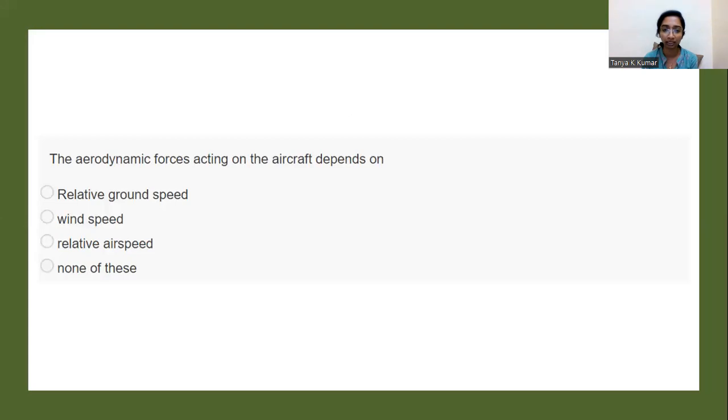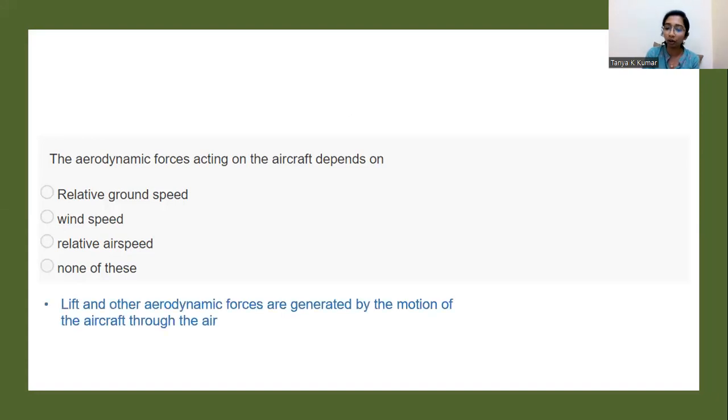It says the aerodynamic forces acting on an aircraft depend on what? The relative ground speed, wind speed, relative air speed, or none of them. So we know that aerodynamic forces are generated when the aircraft moves in a medium, in air in this case. All the aerodynamic forces, lift, drag, and all the others are generated by this motion of the aircraft through the air. So in the equation that we use, half rho v square, the v is the relative airspeed. That is the relative airspeed between the aircraft and the oncoming velocity. The angle of attack and all the aerodynamic parameters are analyzed based on this relative airspeed. So the answer to this question would be relative airspeed.